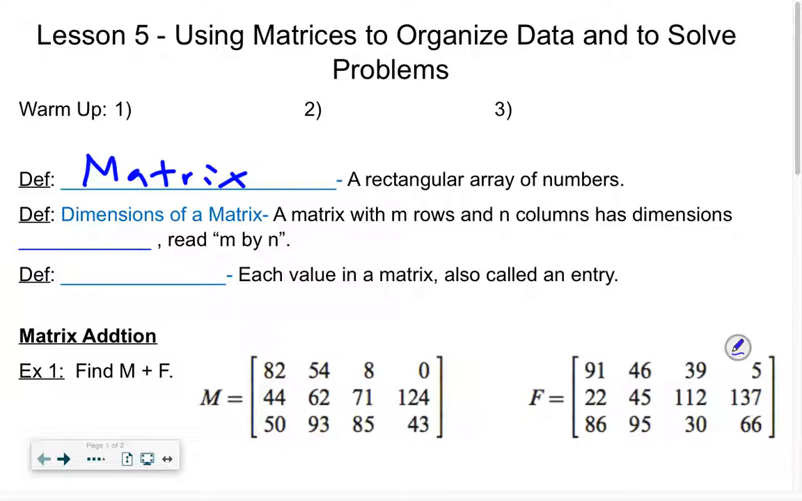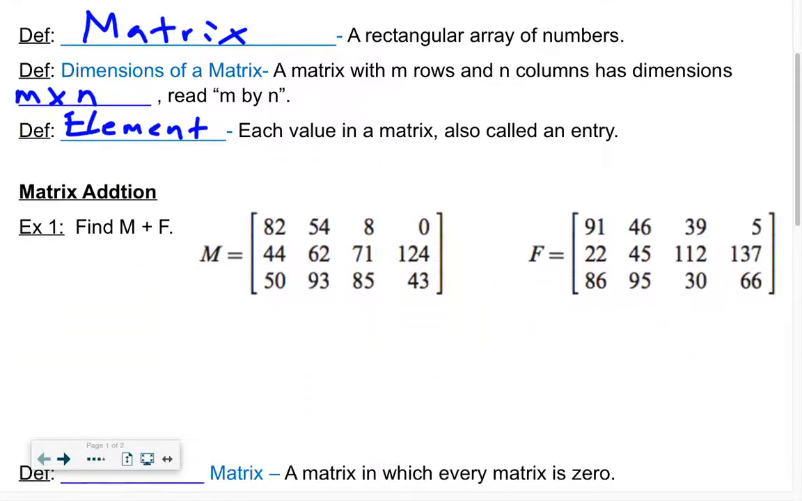With a matrix, that rectangular array, a length by a width, we have these things called rows and columns. So when we define the dimensions of a matrix, we go by m rows and n columns. Okay, so m by n. And let's go ahead and define the next one right away. Each value in the matrix, which is also called an entry, can also be defined as an element. So again, a matrix is nothing more than a rectangular array of numbers.